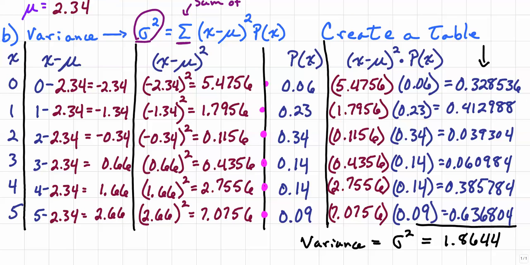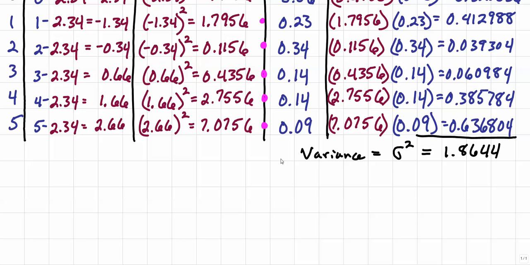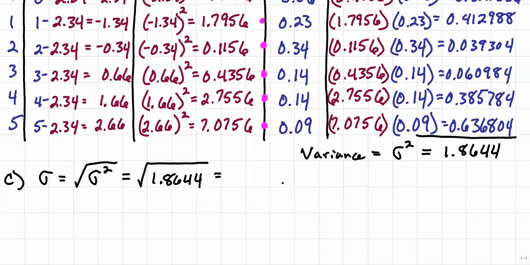Now, once we've calculated the variance, the next part would be to find the standard deviation. In this case, the standard deviation is simply the square root of the variance, and that will be equal to the square root of 1.8644. And that will be equal to 1.365430335, and I'm sure there's more. It continues on. Now remember that you're going to need to round these values to what's indicated in the directions.